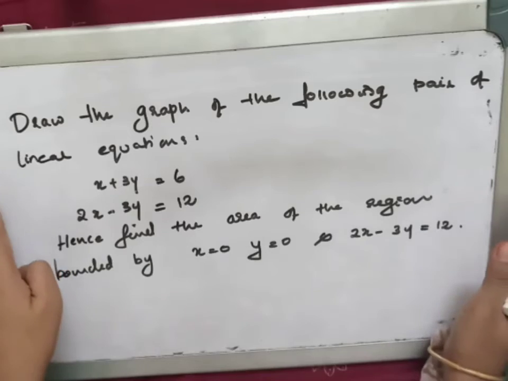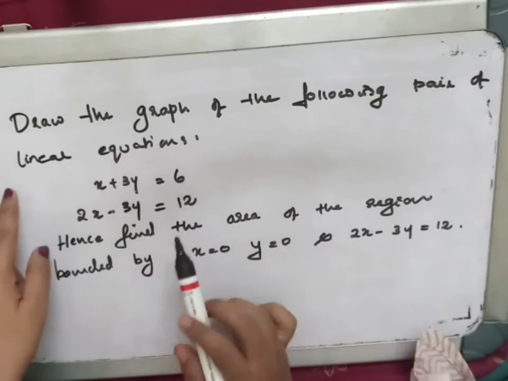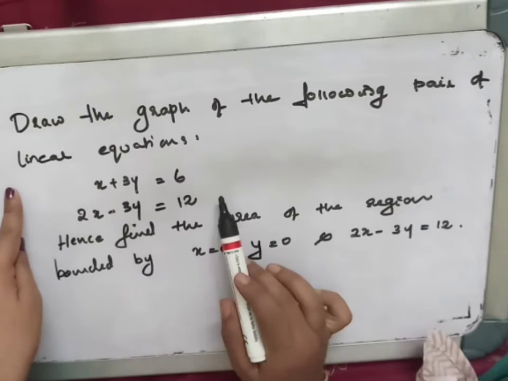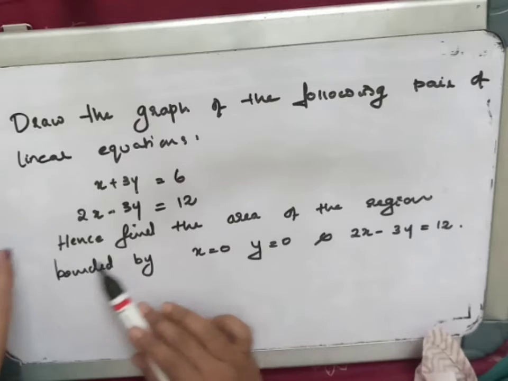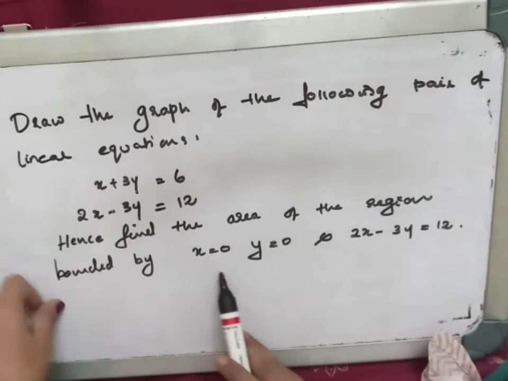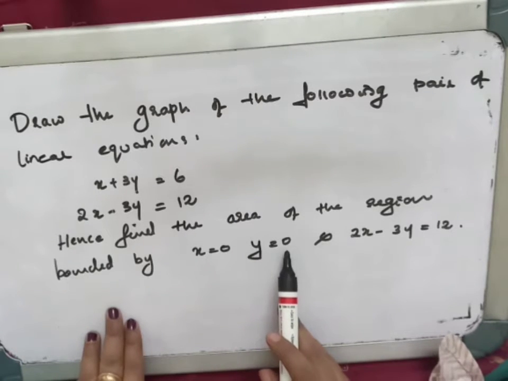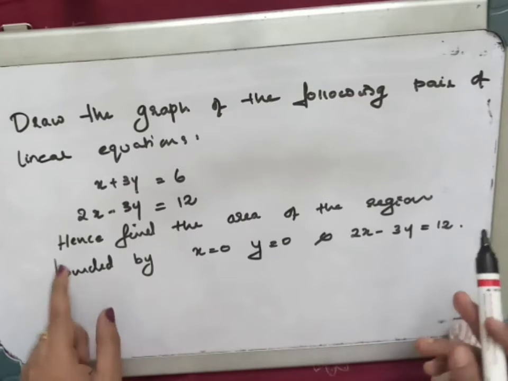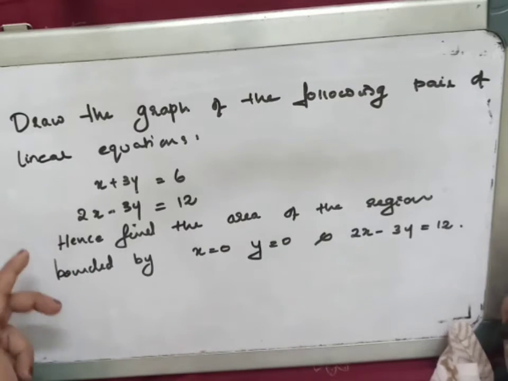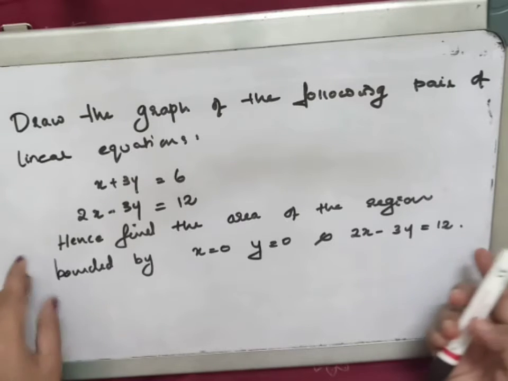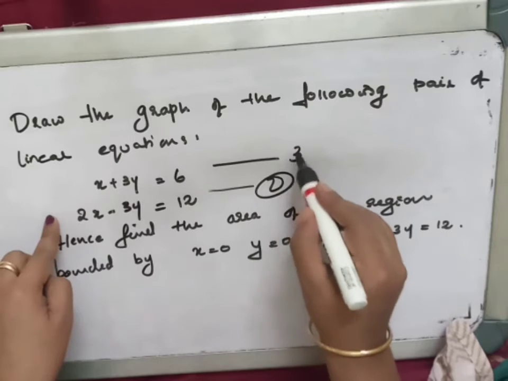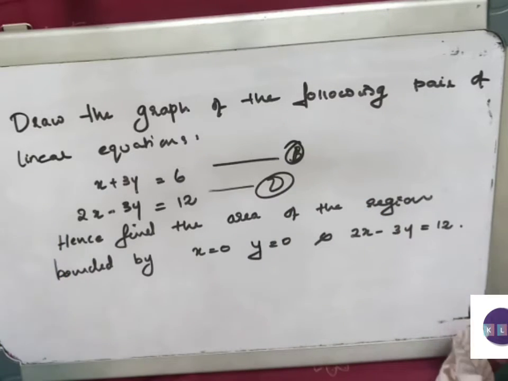Next question, draw the graph of the following pair of linear equations given as x plus 3y is equal to 6, 2x minus 3y is equal to 12. Hence find the area of the region bounded by x is equal to 0, y is equal to 0 and 2x minus y is equal to 12. So we have to represent these two equations graphically and also find the area bounded by the second equation, the x-axis and the y-axis. Okay, so let us begin.